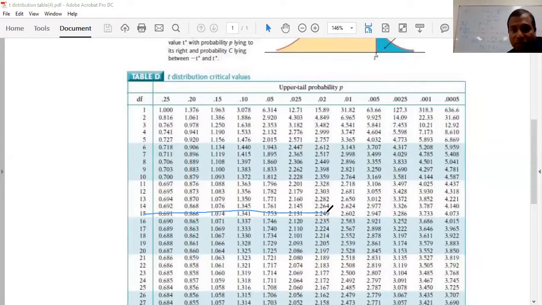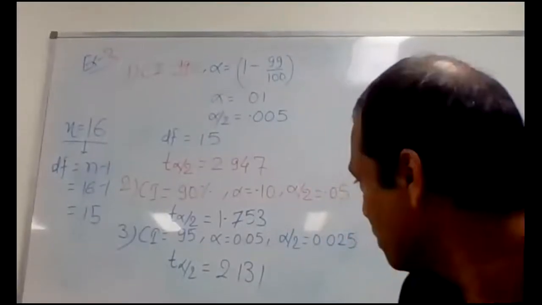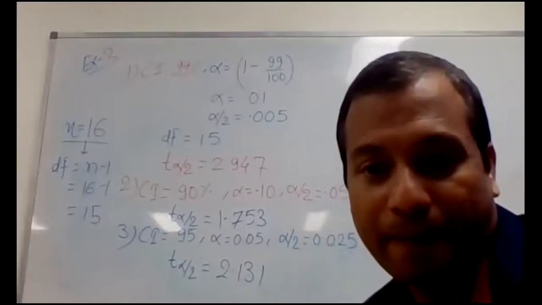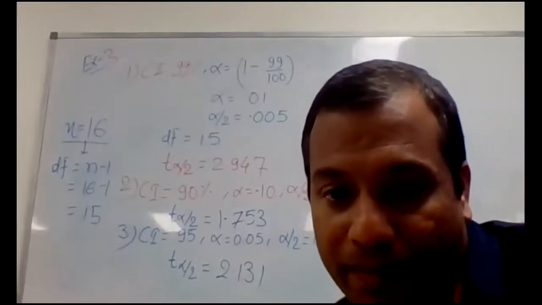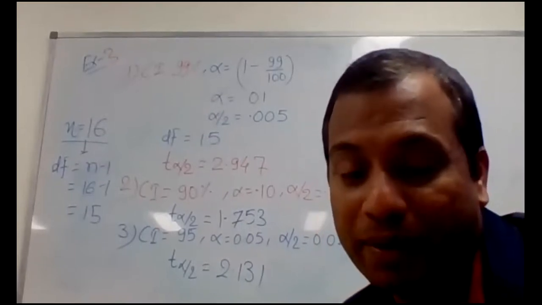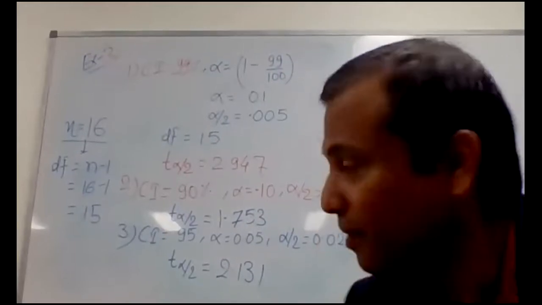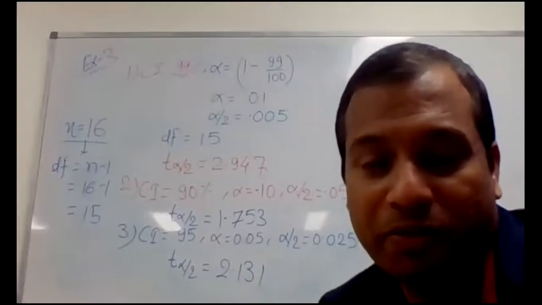Alpha by 2 is 0.025. This value, right? Yeah, that's right. Sorry, that was my mistake. 2.131. Yeah, that's right. What about one more student? Somebody was saying that he also got another value. I was looking at the wrong one. I was looking at 0.0025 instead of 0.025. Fine, but what about the other guy? He also got it right now. Okay, 2.131. Very good.